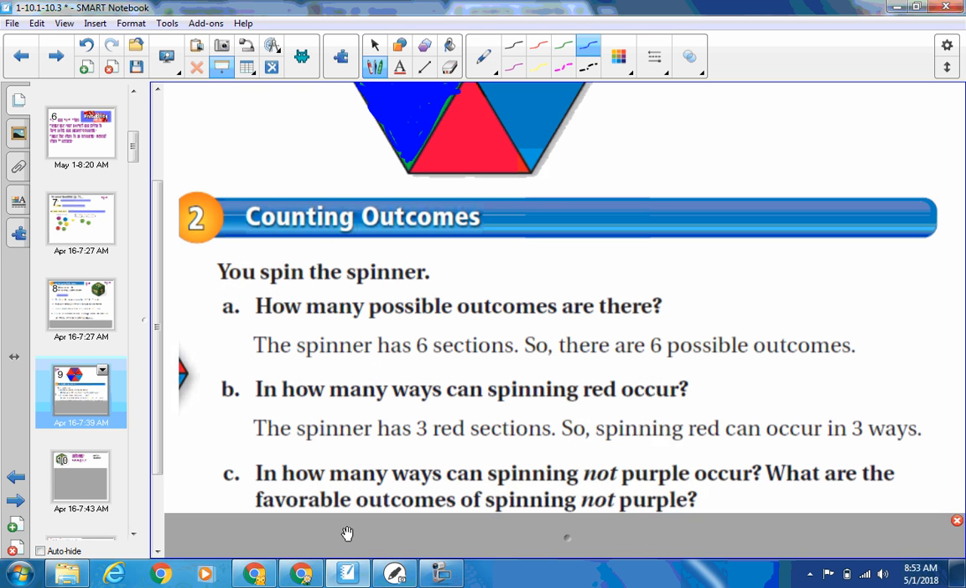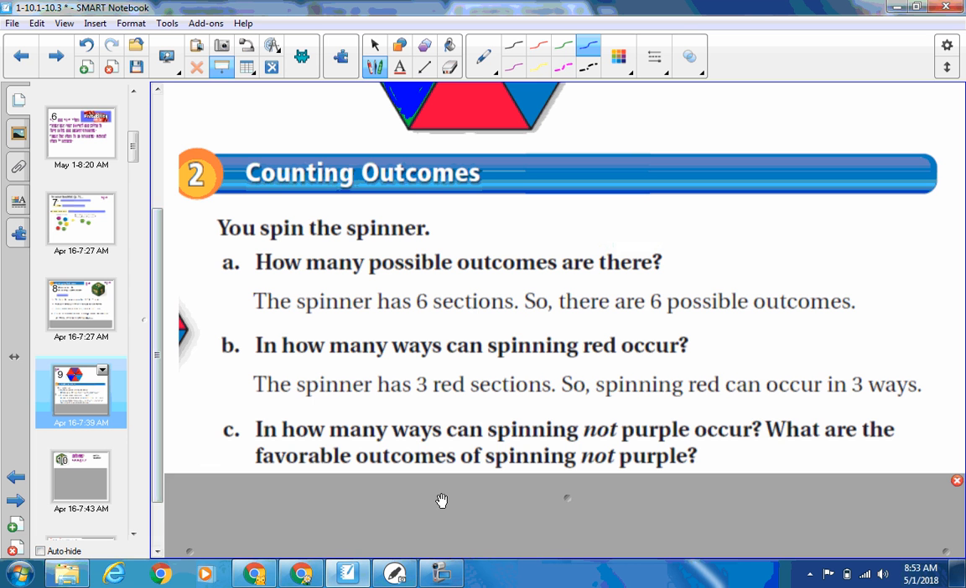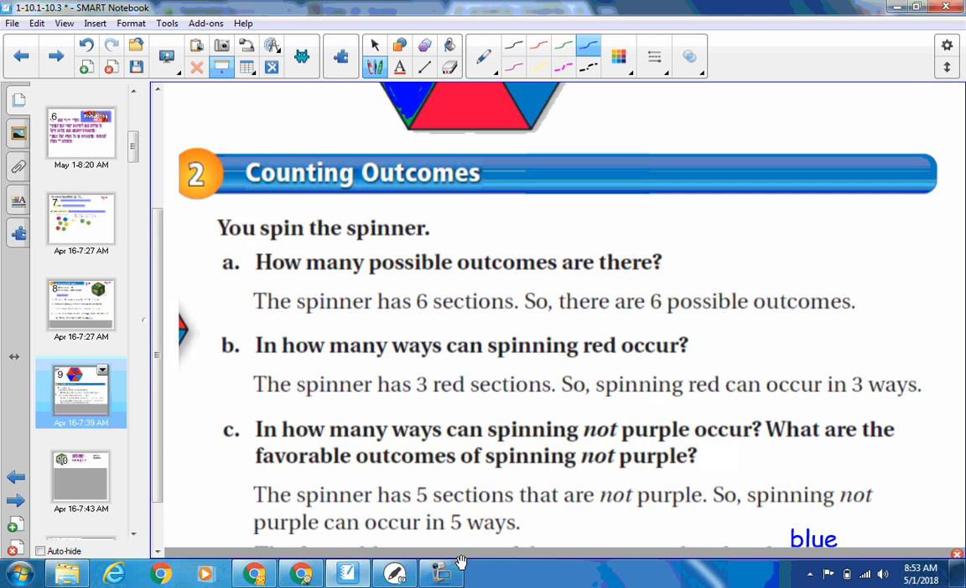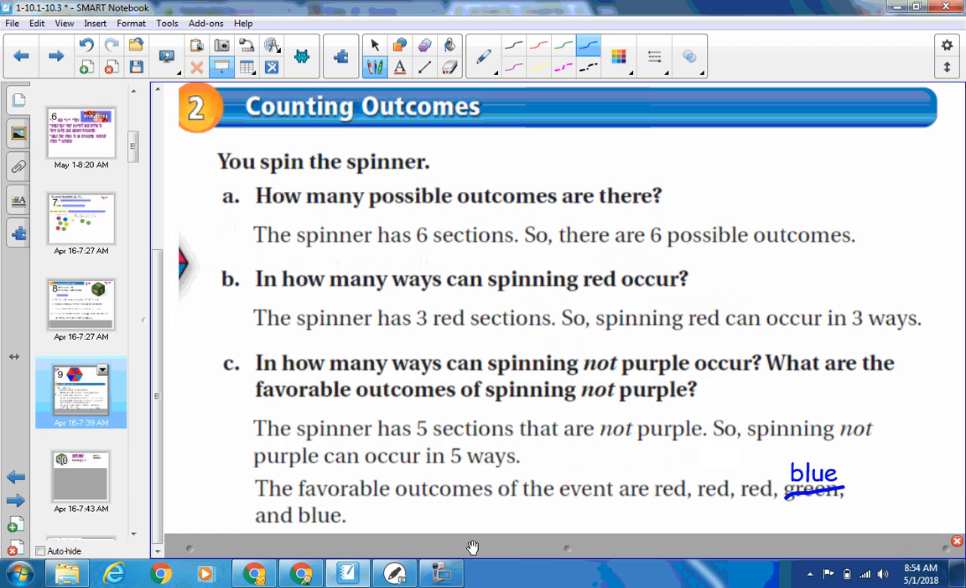And C. In how many ways can spinning not purple occur? What are the favorable outcomes of spinning not purple? Everything except for the 1 purple section is a possibility for that question. So you would list all those 5 sections that are not purple. Notice my green became blue in that problem for me.